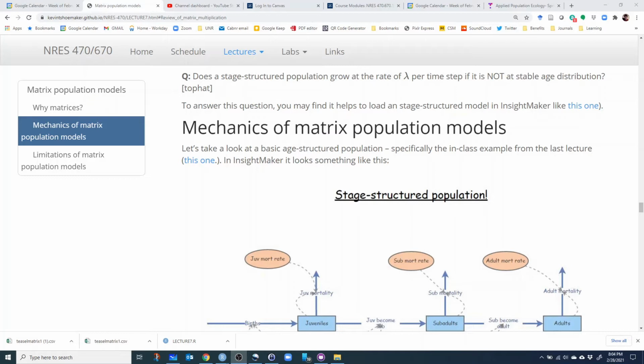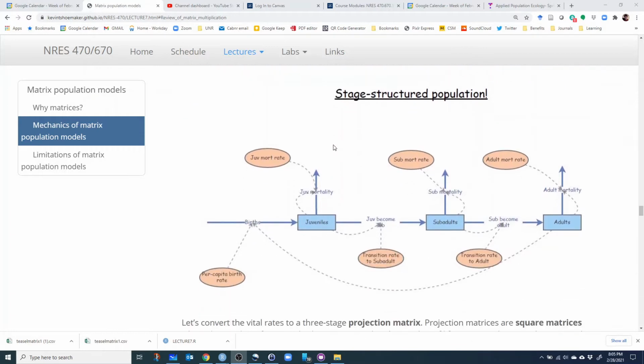In this video, we're going to go over the mechanics of matrix population models, get a little more familiar with how to use them and what a transition matrix really represents and what it means.